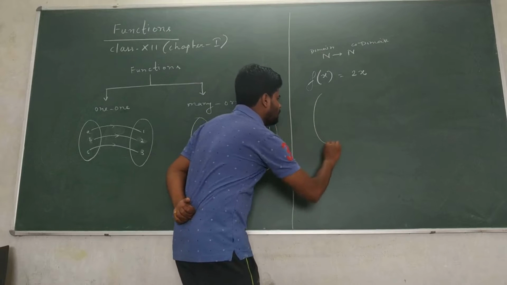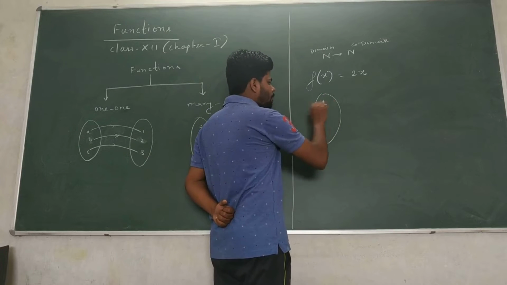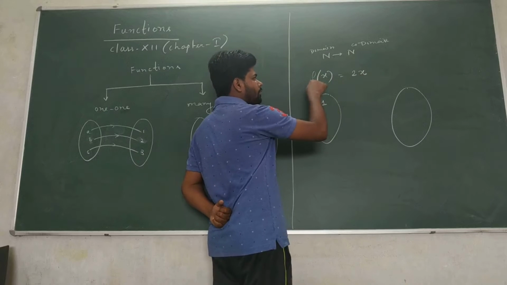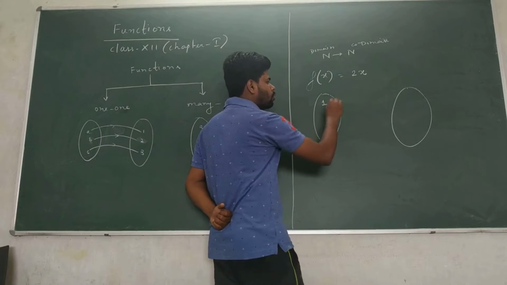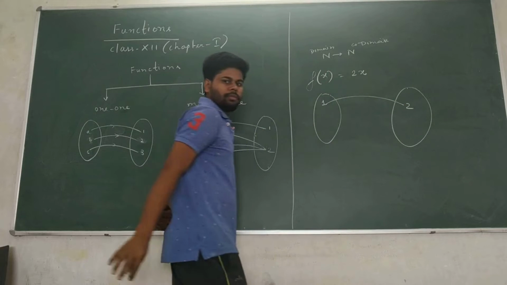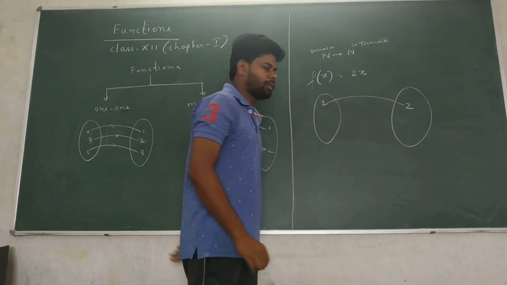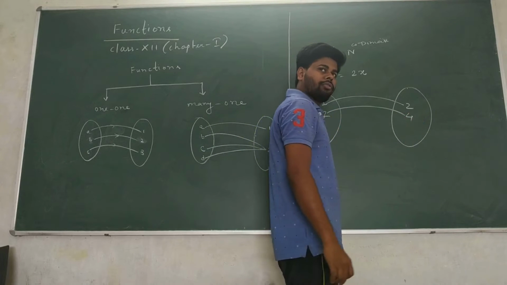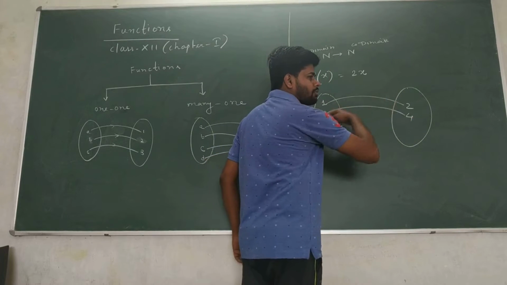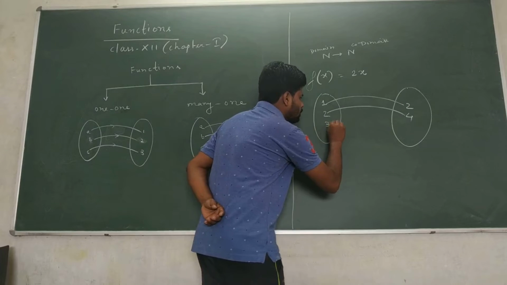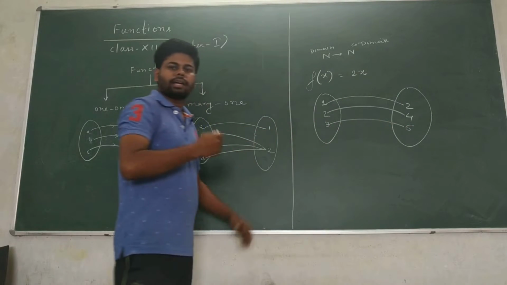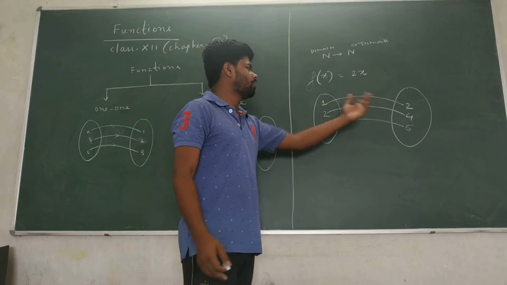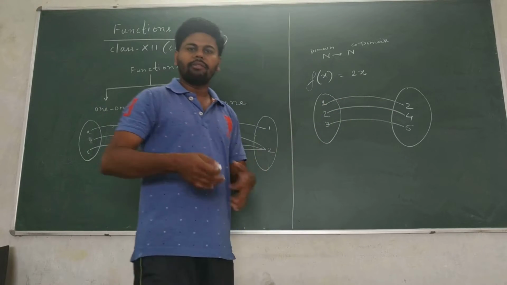So in my domain, this one point will go to which point? If you put f(1), the point will go to 2, because 2 into 1 is 2. Similarly, for the point 2, the image will be 4. These are the images of the function. Next, for 3 it will be 6. So like this we will get all the corresponding images: for 1, 2; 2, 4; 3, 6, and correspondingly we will proceed.